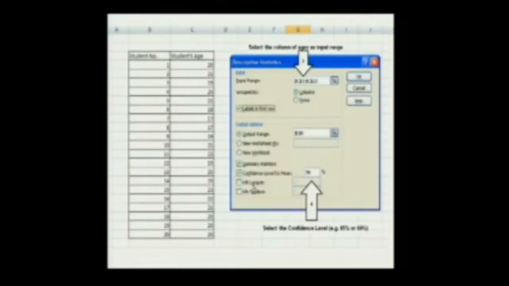As you can see here, all we did this time was go to descriptive statistics and add the confidence level. We could have done 95%, 99%, and press OK, and that gives us a descriptive statistics display that we are familiar with.